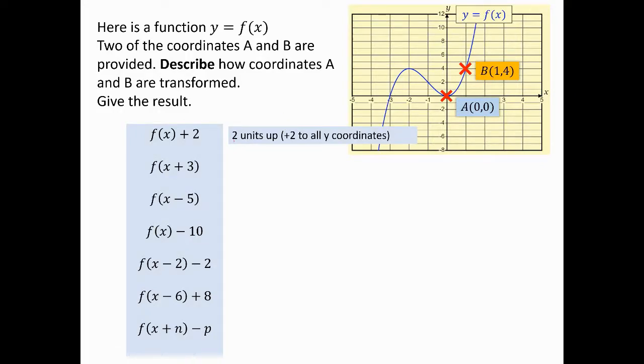+2. So that means we're moving 2 units up, that also means we're adding 2 to each of the y coordinates. So that would be 0, 2, and 1, 6, because we're adding 2 to the y coordinates. The x coordinates stay the same. Try to do the rest of the exercise. Most of this topic is going to be video based, so you need to make sure you can do this. Okay, so pause the video, and I'm going to show you the answers now.